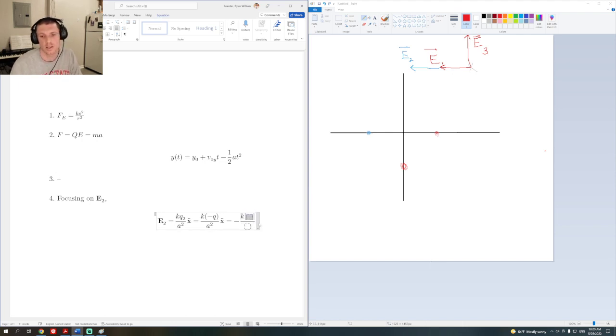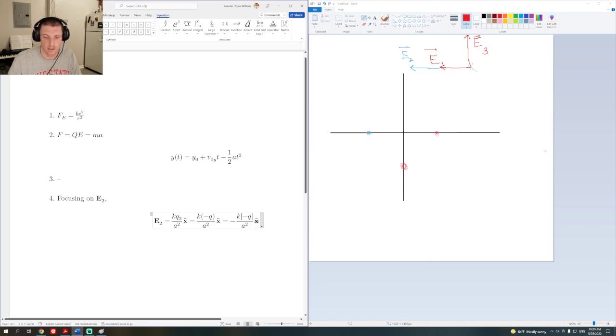Alternatively, what I could do is something like this. In this situation it's maybe a little silly to write something like this, but it's still technically true. I could just put negative Q in absolute value and then put a negative sign out in front of the whole expression to also indicate that I realize that it points to the left, like this.